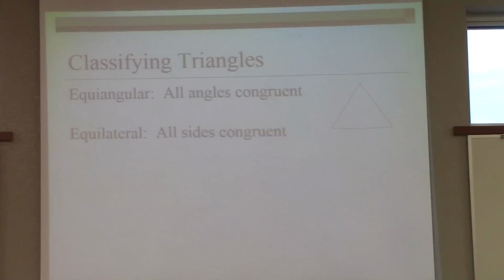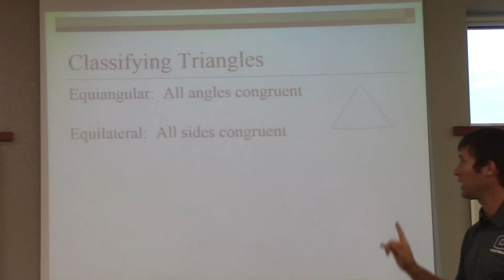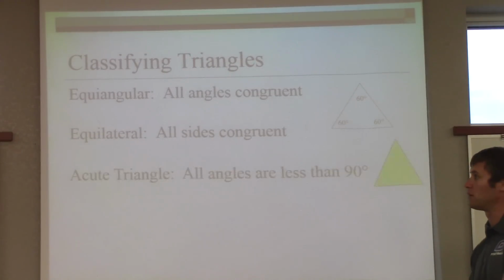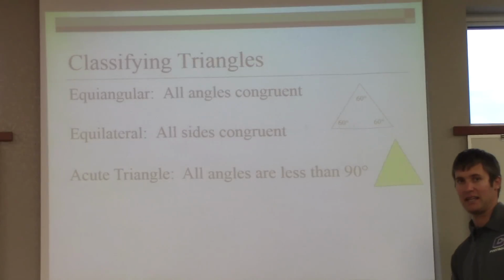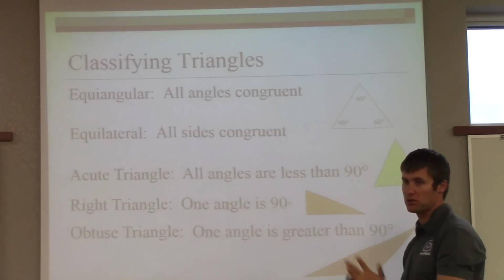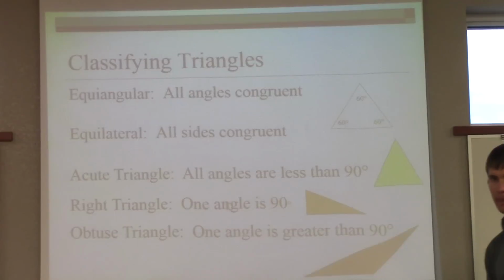So now we want to classify. Equiangular means all the angles are equal. Equilateral, all the sides are equal. Acute means all the angles are less than 90 degrees. Right means we have one angle that is 90 degrees. And then we have obtuse, which means one angle is greater than 90. So you can't have an obtuse right triangle.